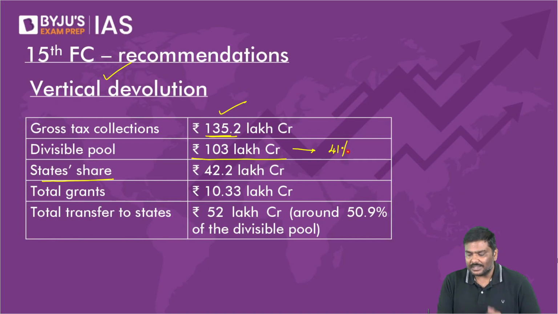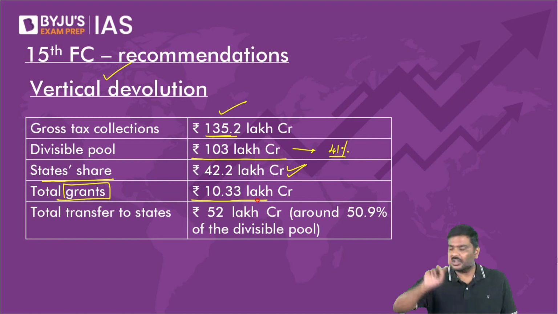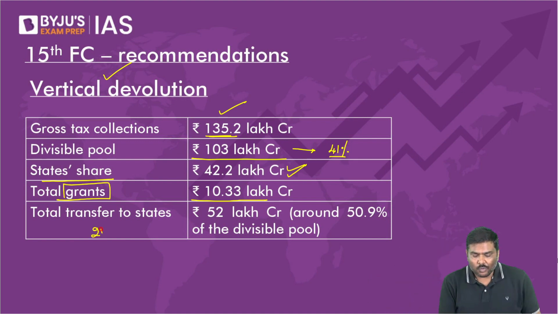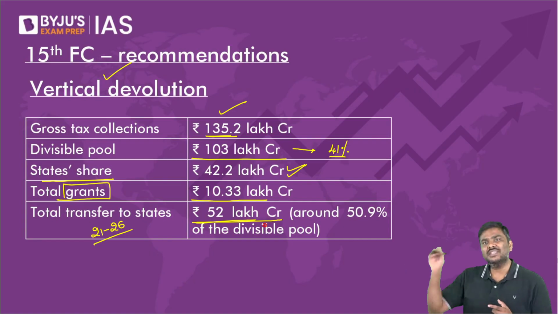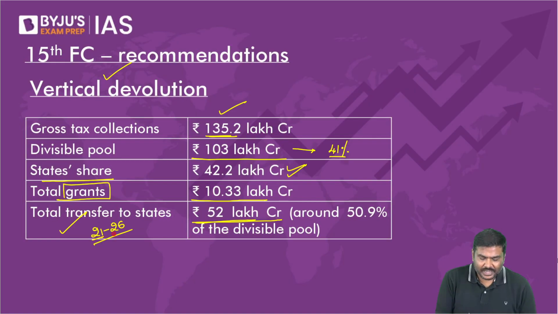And the share of the states, if you calculate 41%, will be 42 lakh crore rupees. In addition to the share of the states in the form of devolution, grants will also be provided by the central government to the states. That will be 10.33 lakh crore rupees. So according to the 15th FC, from 21 to 26, totally 52 lakh crore rupees will be transferred from the central government to states.